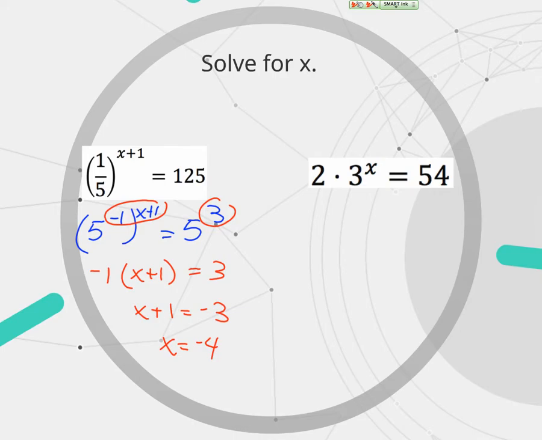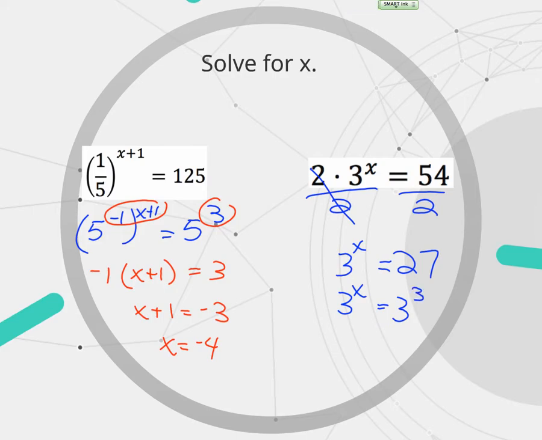And then, what do you guys think about this other one? Because I see I have 2, and then I have 3 to the x, and then I have 54. It's pretty easy. Whoa, wait, what do we do then? You guys know everything. Okay, good. Divide that 2 out. Good job. So 3 to the x equals, what's 54 divided by 2? 27. That looks so much nicer. 27 is 3 to the power of 3. This is not bad. So then I end up with x equals 3.